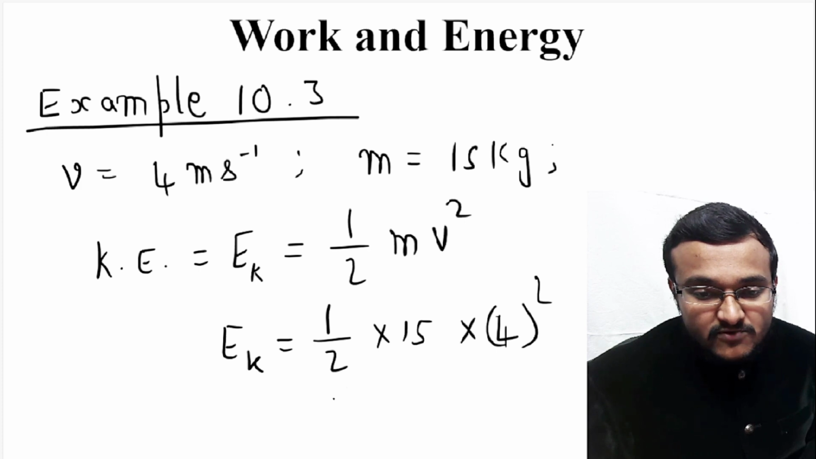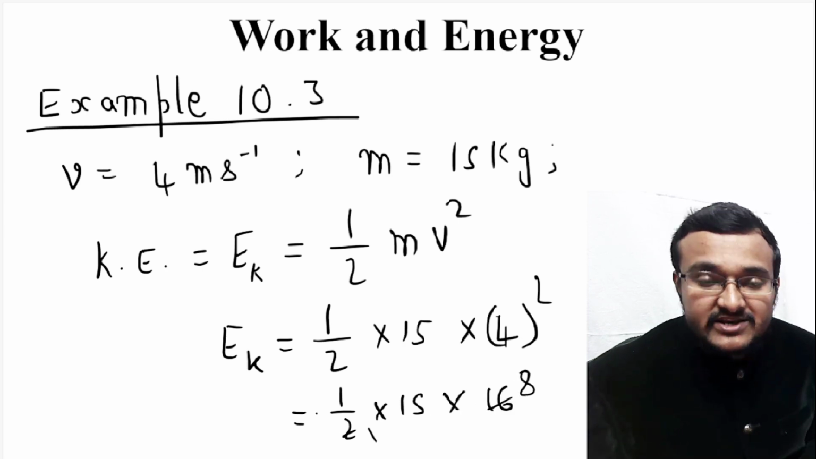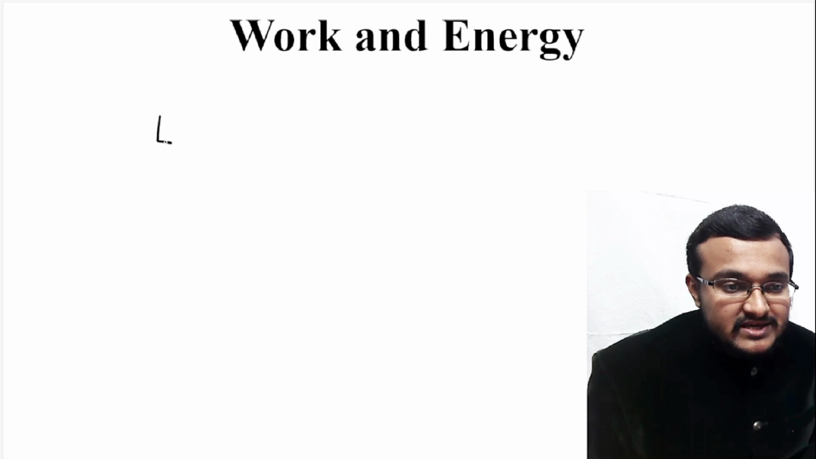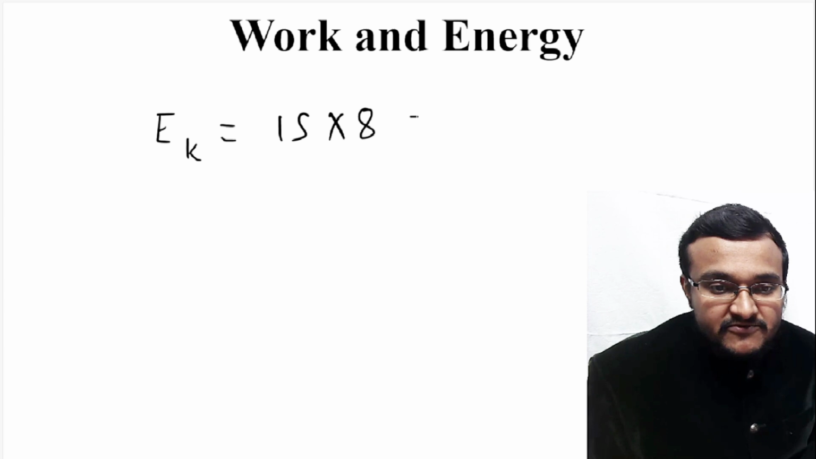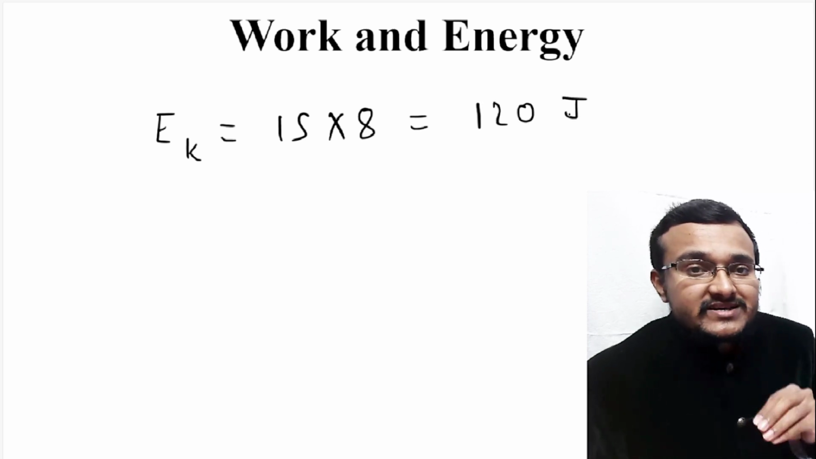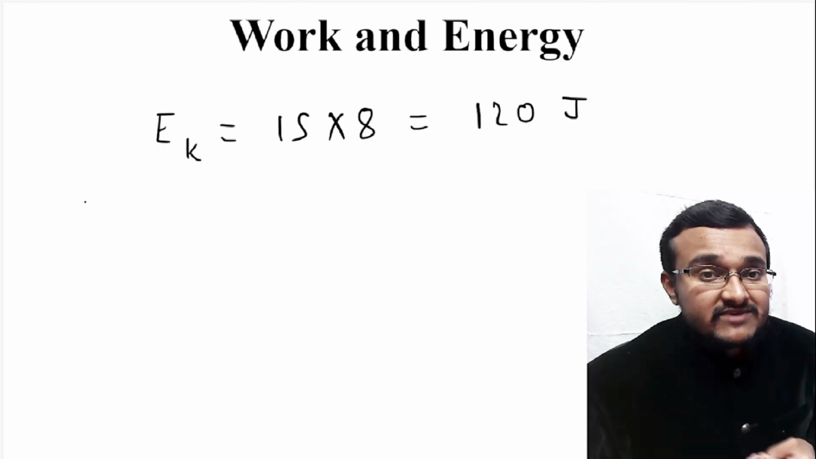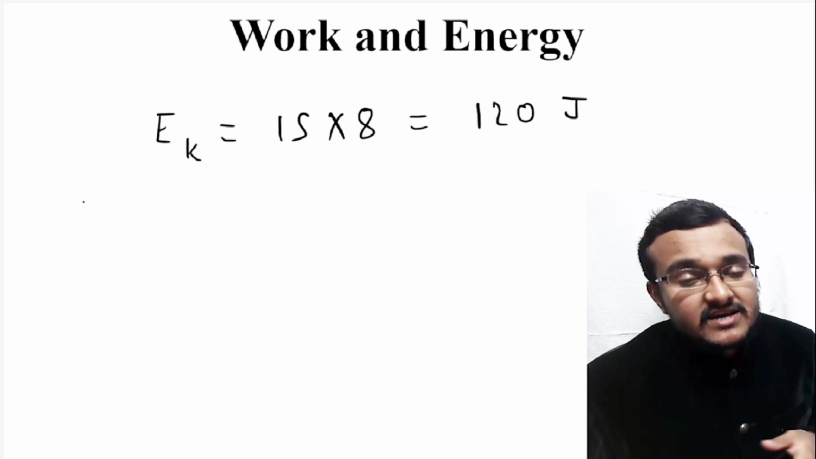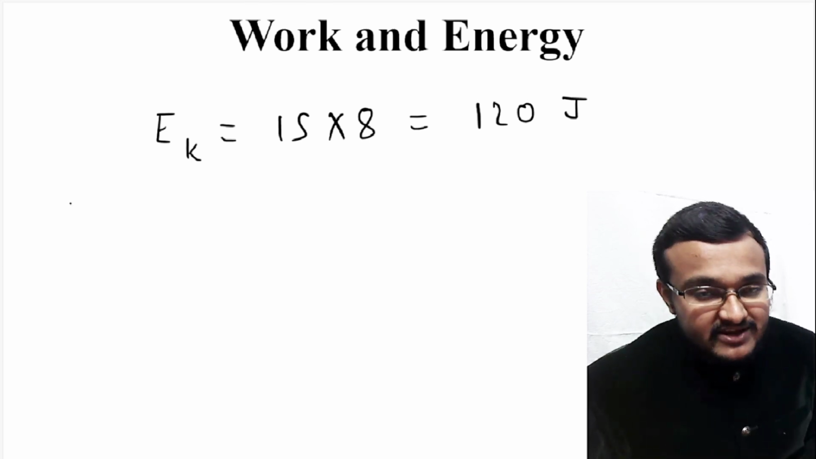So 4 square. Now you have 1 by 2 into 15 into 4 4s are 16. So 2 1s are 2, 2 8s are 16. So 15 into 8 is remaining. So EK, that is kinetic energy of this particular object, is 15 into 8. So 15 into 8 is 120 joules. So 120 joules is the answer for this example 10.3. Whenever this object which is 15 kg is traveling at 4 meter per second, it possesses 120 joules of kinetic energy.